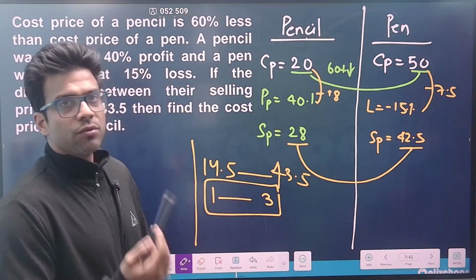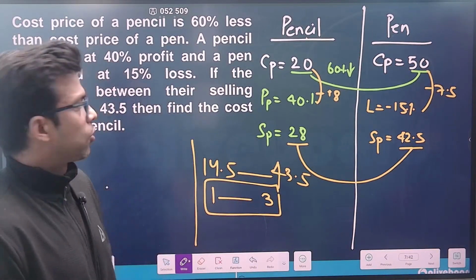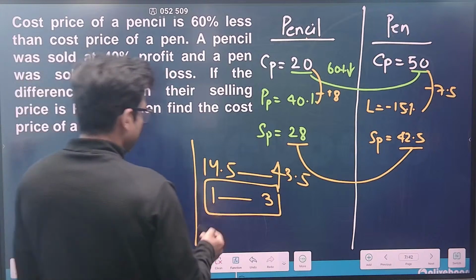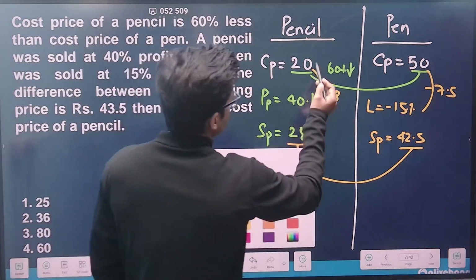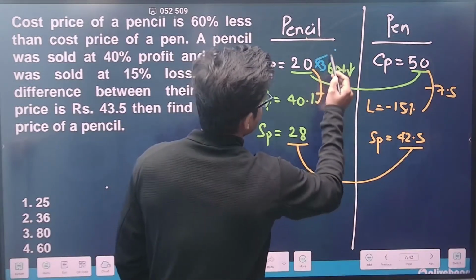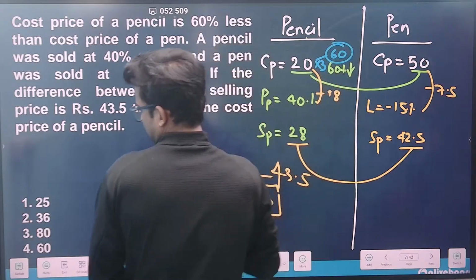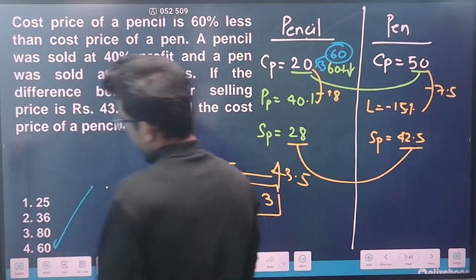I have assumed the cost price would be 20. I'll multiply this 20 by 3. So 20 multiplied by 3 would be 60. So the correct answer would be 60, option number 4.